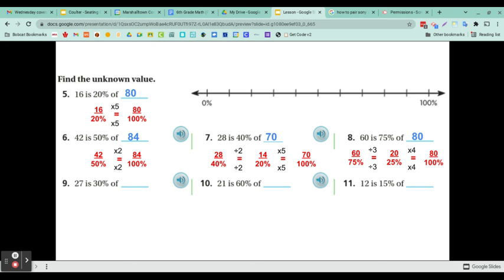So we're going to do a bunch of practice problems today, and you'll have the opportunity to practice these. If you get stuck on any of the questions, come back to this video and you can rewatch it as many times as you need in order to be able to follow the instruction and be able to do your work.